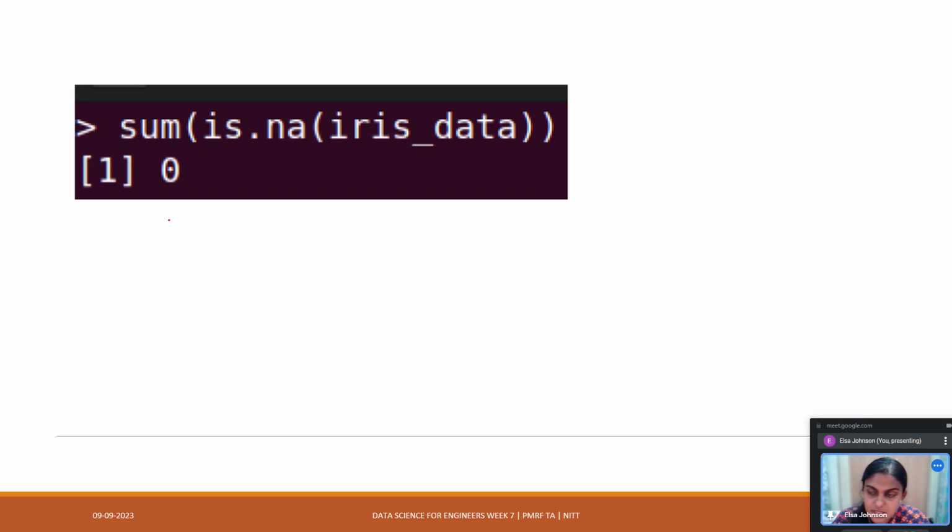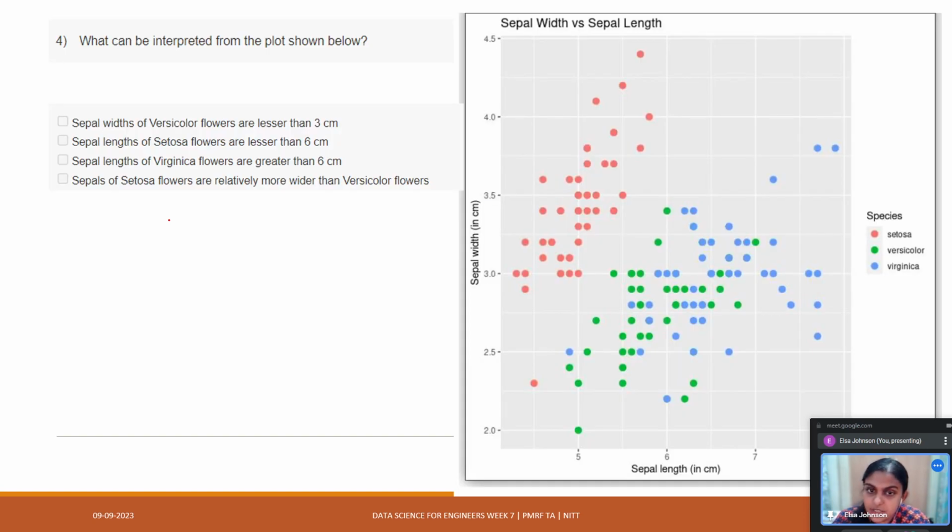The next, this is the answer for that. Now what can be interpreted from the plot shown below? This is a plot given in the question. You have to interpret any of these 4 arguments given there. You can see the plot given here, sepal length in centimeter, sepal width in centimeter, and all 3 classes are given: setosa, versicolor and virginica. So from this you can check all the options. You can just check the figure. I think the figure is visible. Just tell me the answer.